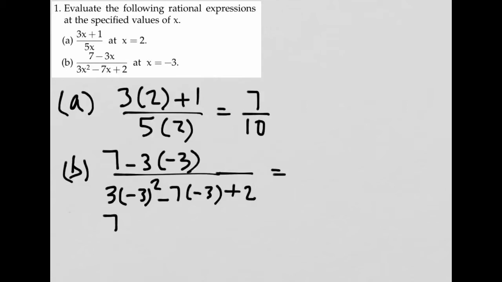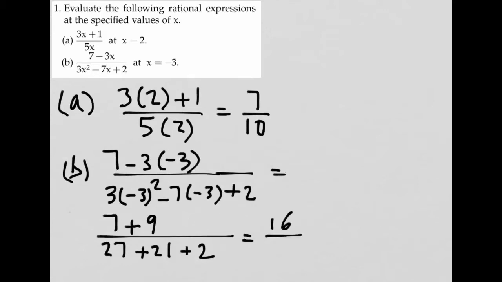7 minus 3 times minus 3, that's plus 9, divided by minus 3 squared is 9 times 3, that's 27. Minus 7 times minus 3 is plus 21, plus 2. And that's equal to 16 divided by 27 and 23, that's 50. And the fraction 16 over 50 simplifies to 8 over 25.